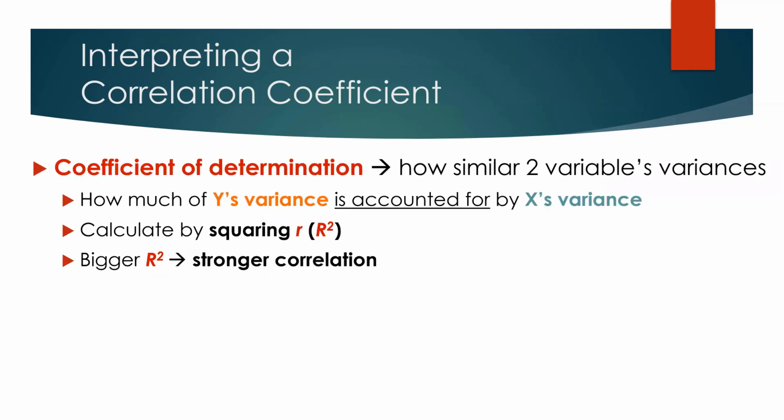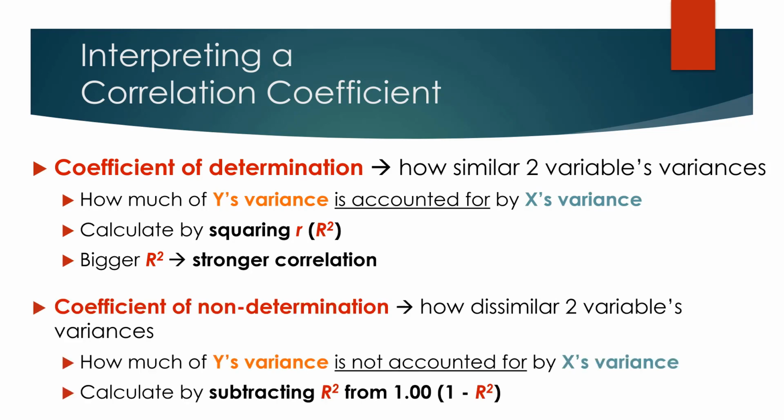The better way to do it is using something called the coefficient of determination. This will tell us how similar the two variables' variances are. It more specifically tells us how much of y's variance is accounted for by x's variance, how much of their variances overlap with each other. Now the way that you do this is you simply take your r score and you square it. The result is called r squared. So r squared is the coefficient of determination. This tells us how strong our relationship is. The bigger r squared, the stronger the correlation.